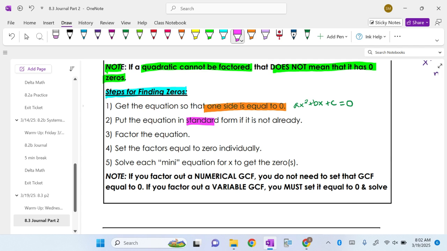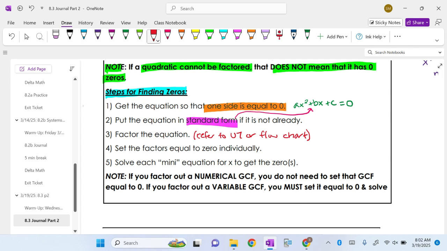Then we're going to put it in standard form if it is not already. So remember, standard form is essentially this form right here. The x squared comes first, then the x, then the constant. Then we factor the equation. So again, that's stuff from Unit 7, so you can refer to Unit 7 or the flow chart on the previous page. We're actually not going to take a whole lot of time on the factoring side of this because you should be fairly proficient at this now.